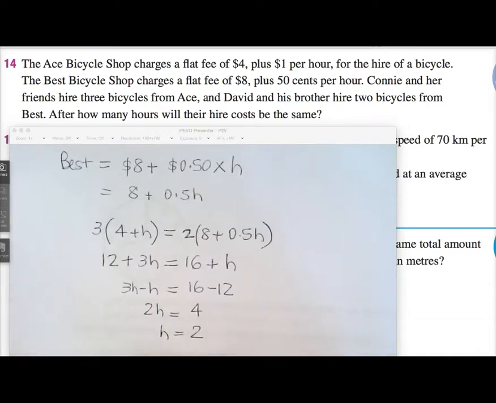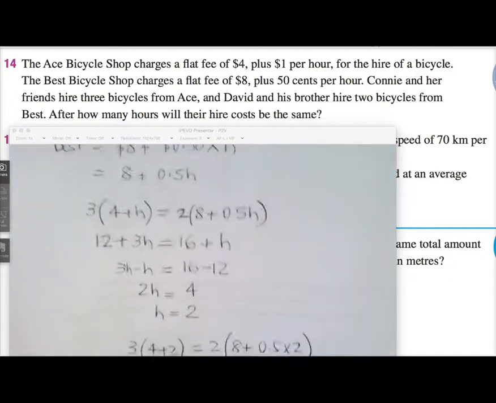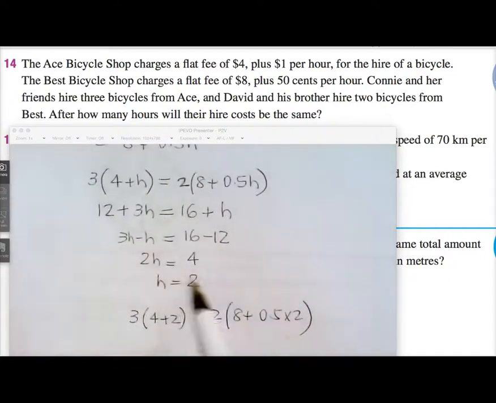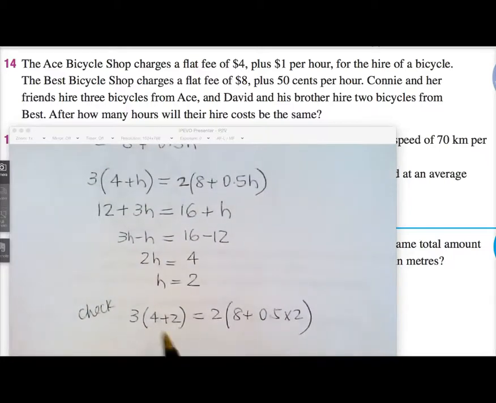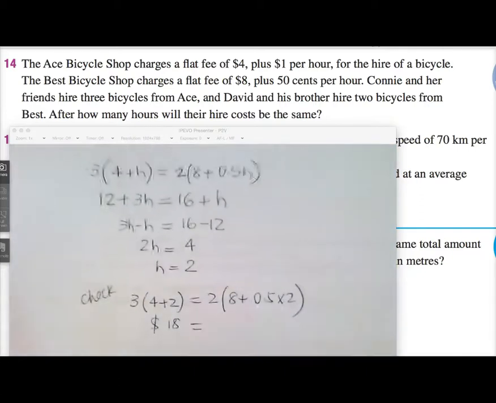3 bracket 4 plus 2 equals 2 bracket 8 plus 0.5 times 2. So what I've done, we've taken the original equation, we've put h equals 2. Let's see if we get the right answer. 3 times what? What's 4 plus 2? So I'm checking. So what does this equal? 4 plus 2 is 6. 6 times 3, 18. Is the other side 18?